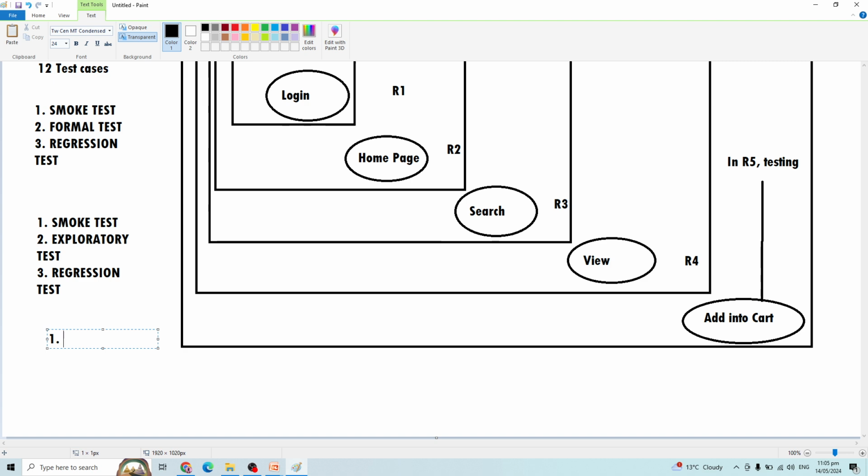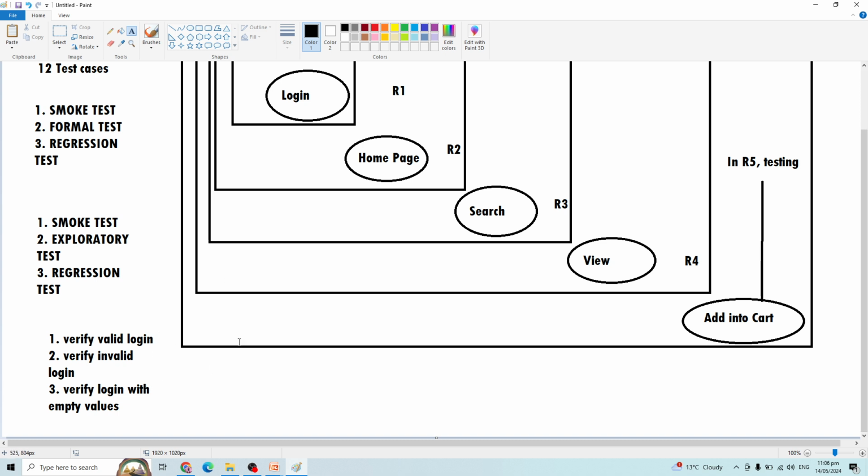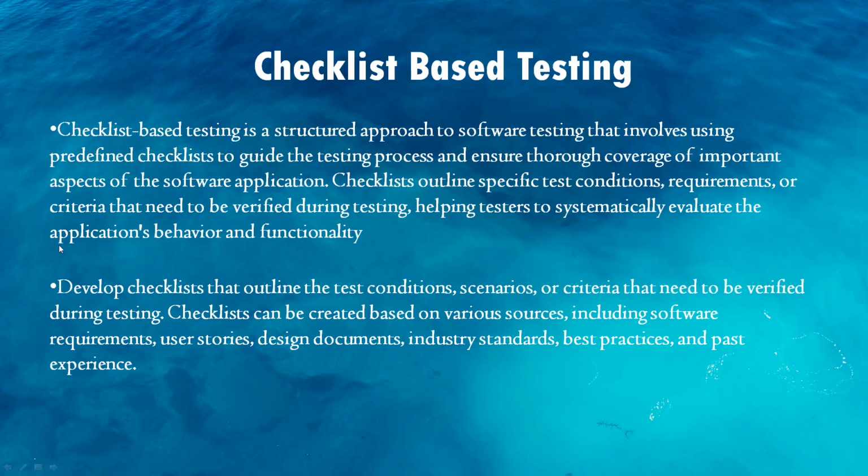first, verify the valid login. Second, verify invalid login. Verify login with empty values. So like this, you will be writing a checklist, and then at the end of the day you check the checklist to see whether each item is pass, fail, pass, fail. That's it.